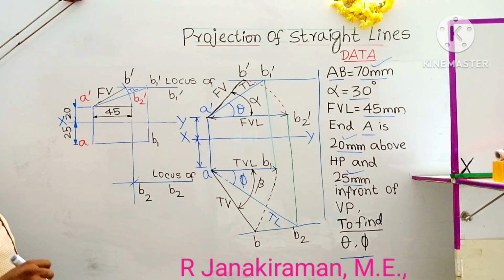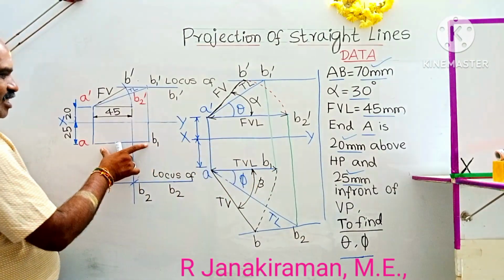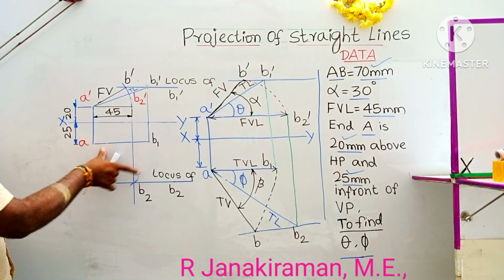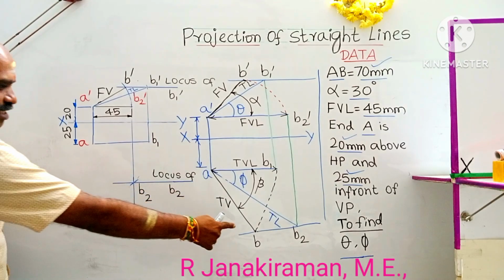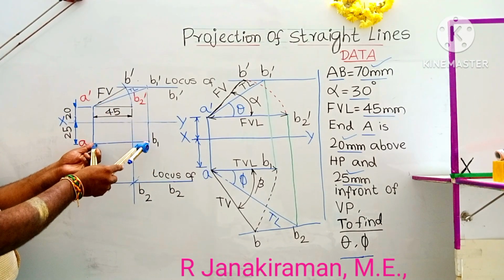Okay, next, how can we complete the diagram? We know this length. With A as center, cut an arc downward. Where it intersects with this locus line shall be marked as B1 in the top view. Take your compass, take the A'B1' distance.